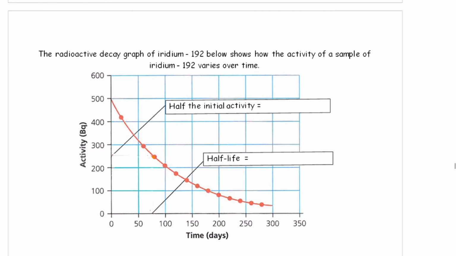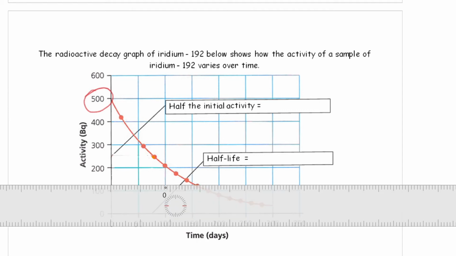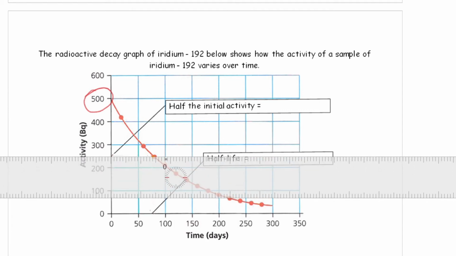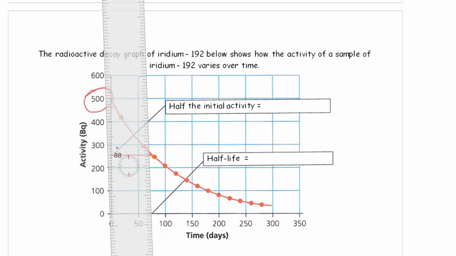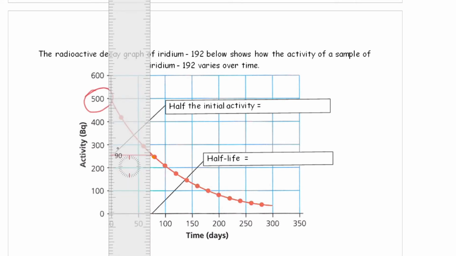Now you can see in the graph at the start the original value was 500. What we class as the half-life is the point at which the activity has decreased to half the original value. Or the other definition, remember a half-life is the number of atoms that decay to half its original value.